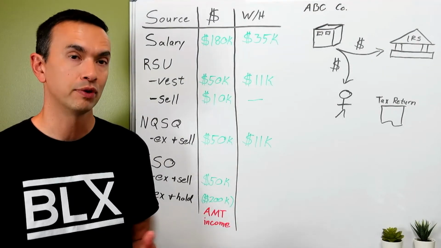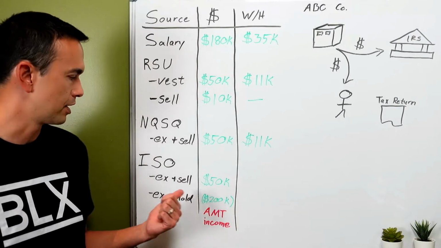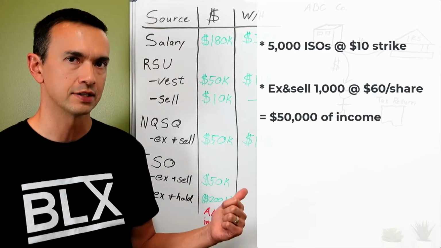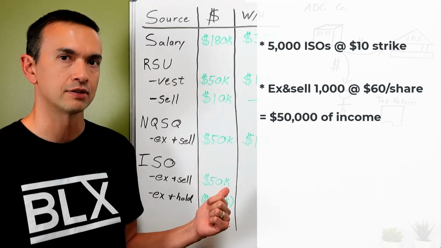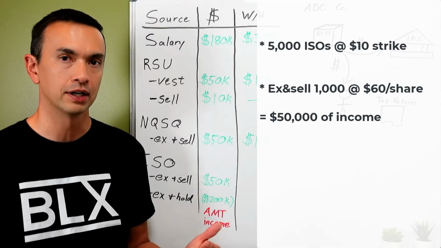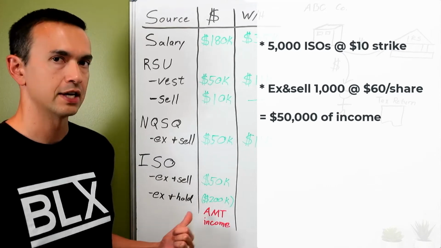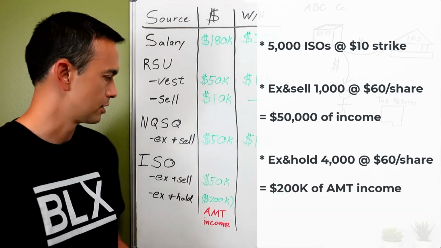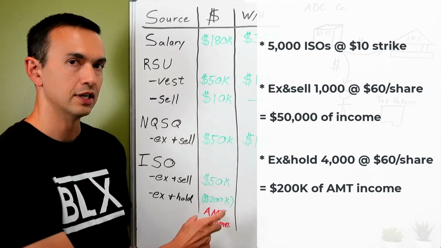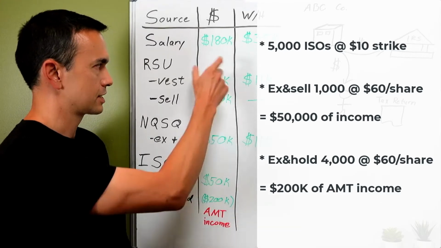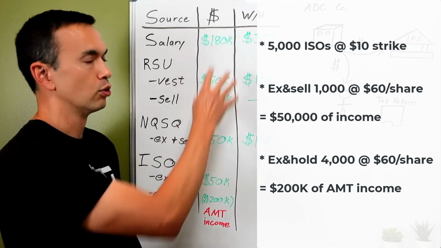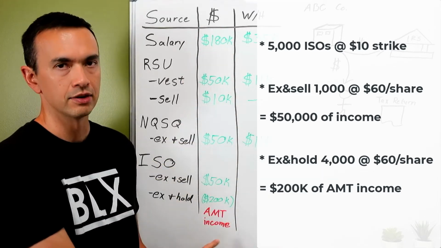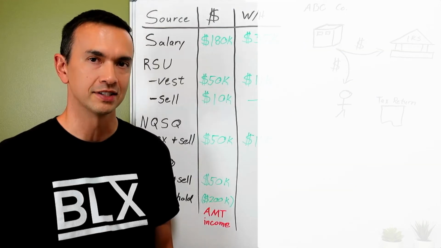So in our example, what we've done is gone ahead and exercised and immediately sold 1,000 of those ISOs, which created $50,000 of regular income, but then we're going to exercise and hold on to 4,000 of those ISOs. I put this 200,000 in parentheses because this doesn't actually count as income in the normal way that all this other stuff does, but it's important because it's considered income in the AMT calculation.